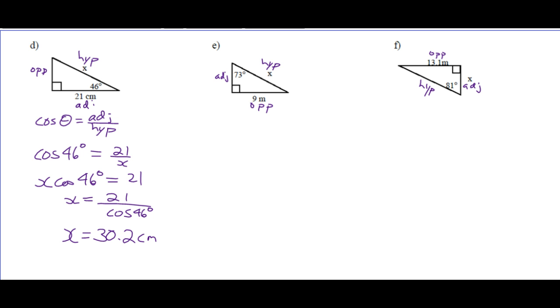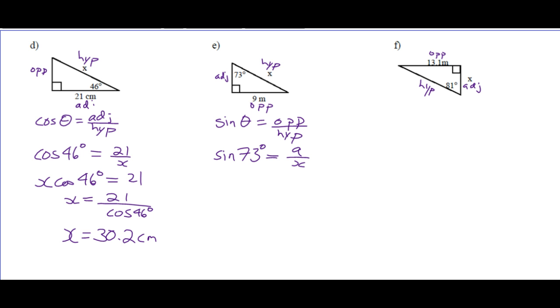Before we do anything here, just write down your formula. Write down the formula you're going to use: sine, cosine, or tan. Which formula are you going to use? All right, which ratio did we use? Sine, so sine theta is opposite over hypotenuse. Now we substitute in: sine of 73 degrees is 9 over x.